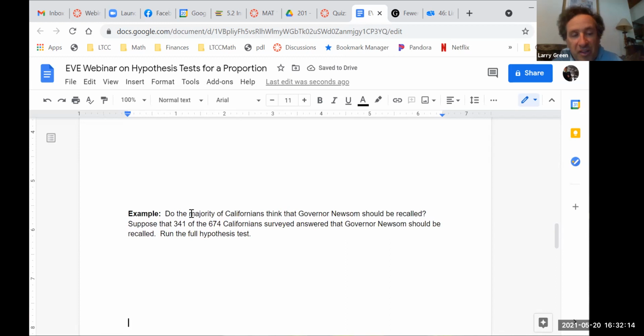That involves proportions. Okay, so here's an example. Do the majority of Californians think that Governor Newsom should be recalled? If you've been following the news, then you know that's a big thing in California right now: should we recall? What does it mean to be the majority, by the way? We're kind of revisiting this problem because I think we talked about the confidence intervals, but now we're really looking at hypothesis testing. Okay, you're saying 50.1. What about 50.05? Is that the majority?